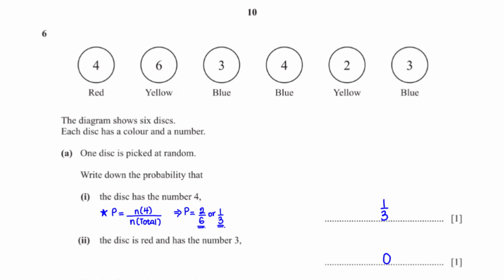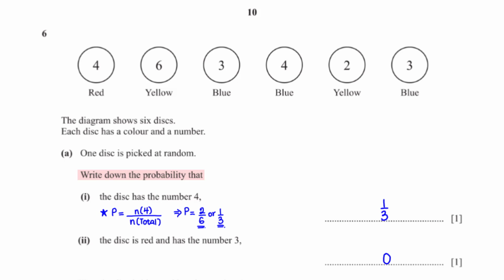The diagram shows 6 discs. Each disc has a color and a number. One disc is picked at random. Write down the probability that the disc has the number 4. This probability is equal to the number of discs with the number 4, which is 2, divided by the total number of discs, which is 6. So our final answer here can be written as 2 over 6, or simplified to 1 over 3.